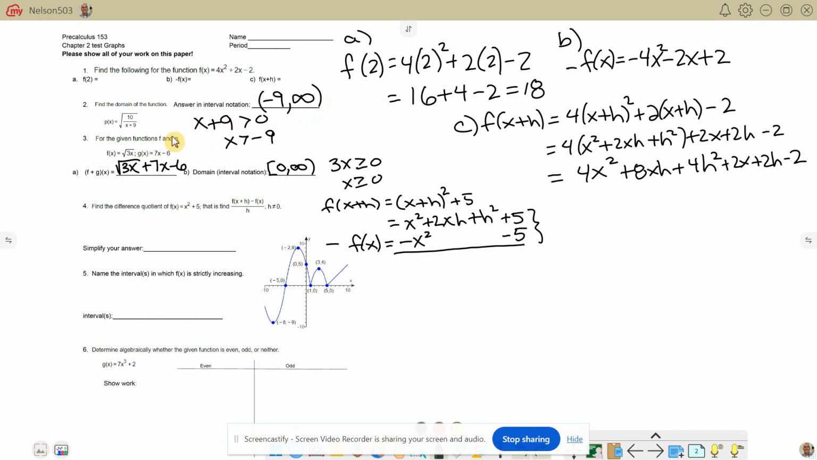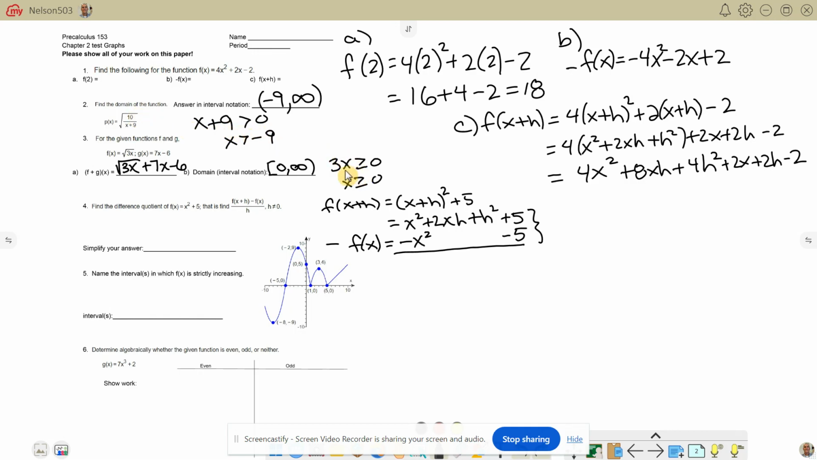On number three, the domain, you have to keep 3x greater than or equal to 0. I don't know if I said this back here. We have to keep x plus 9 greater than 0 because you can't have a 0 in the denominator and you can't have a negative underneath the square root sign. So you want it to be greater than 0, not greater than or equal to.